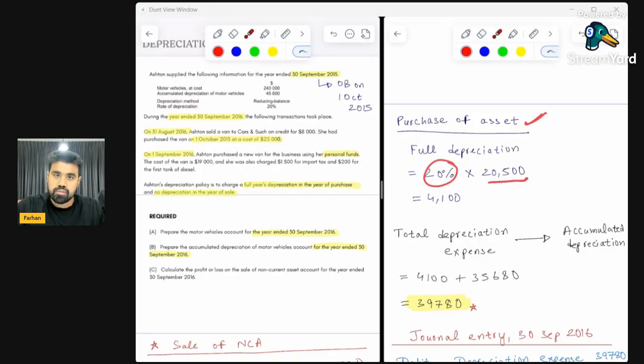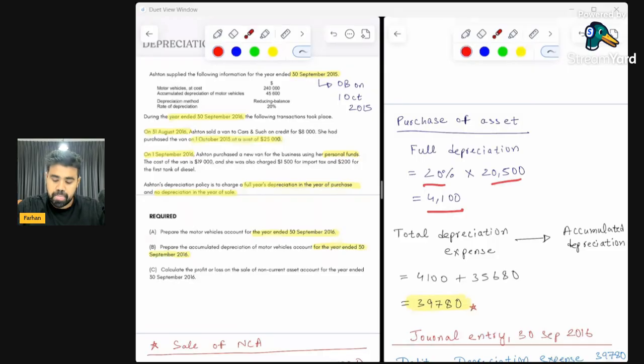How do we get 20,500 again? It's $19,000, which is the purchase price of the van, plus an additional $1,500 in import tax. Okay? These two add to the value of the asset. We are not including the diesel costs because it's some form of maintenance cost. It's like a revenue expenditure. So the full depreciation is calculated here by multiplying 20% with 20,500, which gives us 4,100 as the depreciation for this new asset.